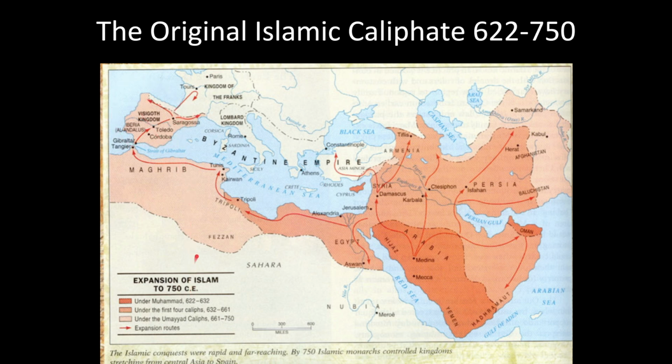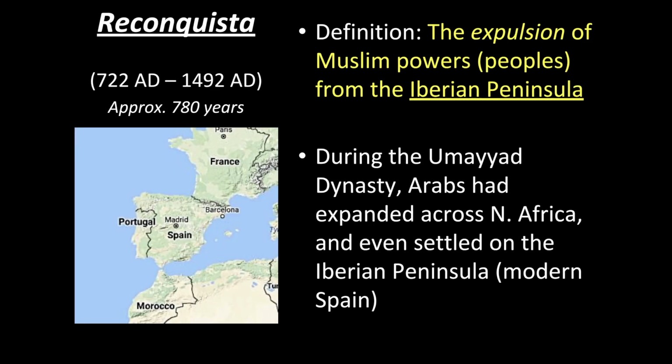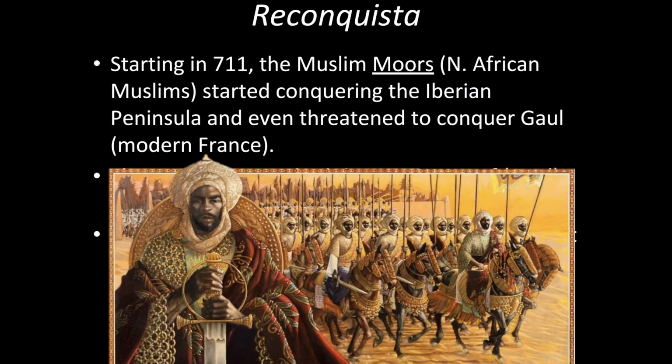Now, North African Arabs go by a specific title. They're not just Arabs, and they're not just Muslims. They go by a specific title called Moors, M-O-O-R-S. So let's go back real quick. Starting in 711, the Muslim Moors, North African Muslims, started conquering the Iberian Peninsula and even threatened to conquer Gaul, which would later become Francia, so Charlemagne's kingdom, any descendant of the Carolingian Empire.